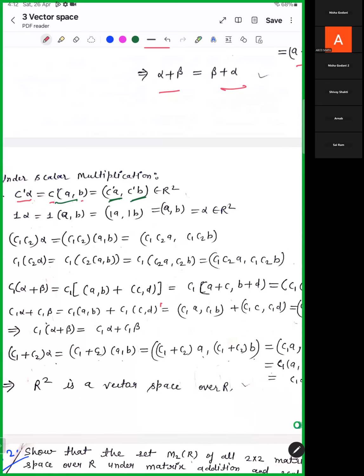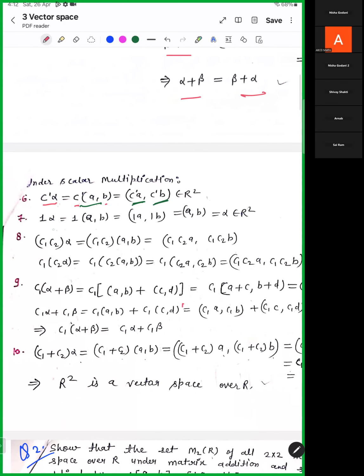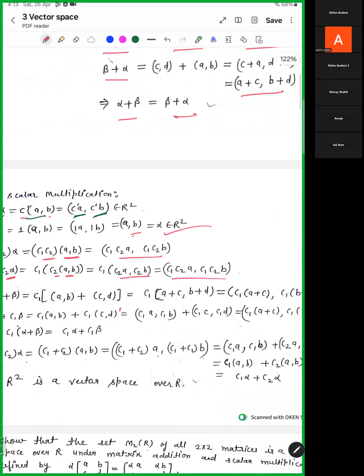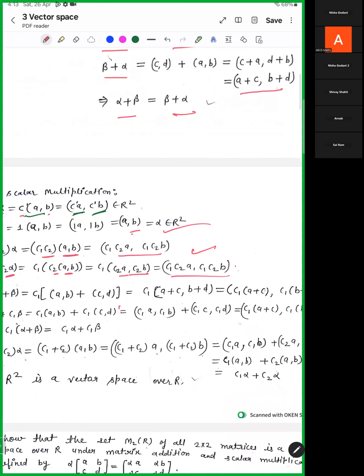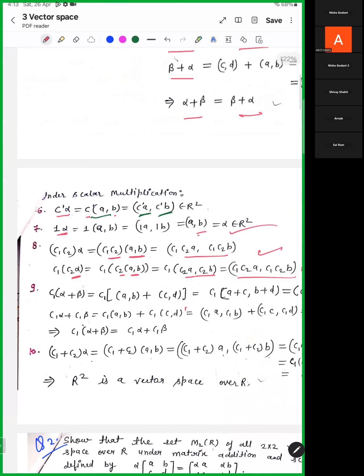Next is 1 alpha. 1 alpha must be equal to alpha. Multiplying 1 into A comma B, you have A comma B. So it also holds here. And next one is C1 C2 alpha. So you have alpha as A comma B, and C1 C2 is a scalar. When you multiply by C1 C2 in A and B, you have this. But if you multiply by C2 first and then C1, multiplying C2 in A comma B means C2A comma C2B, then multiply with C1, so you have this. You can see that both of these are equal. So this property also holds.